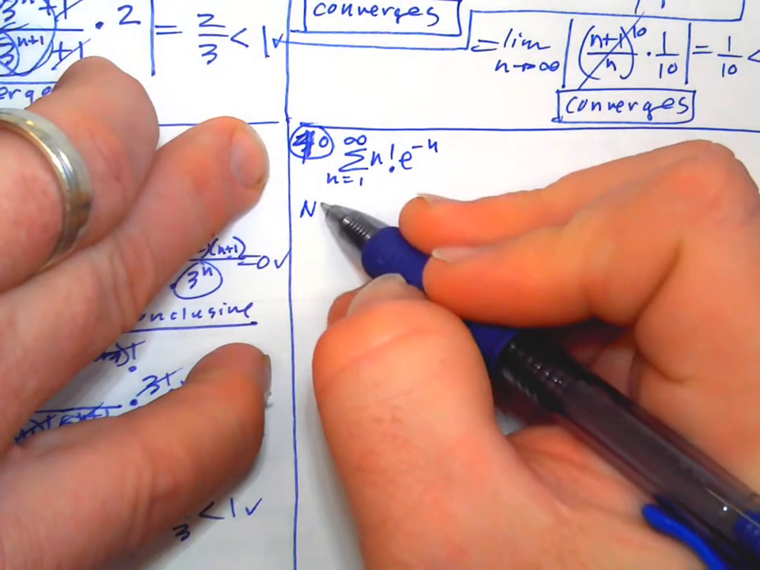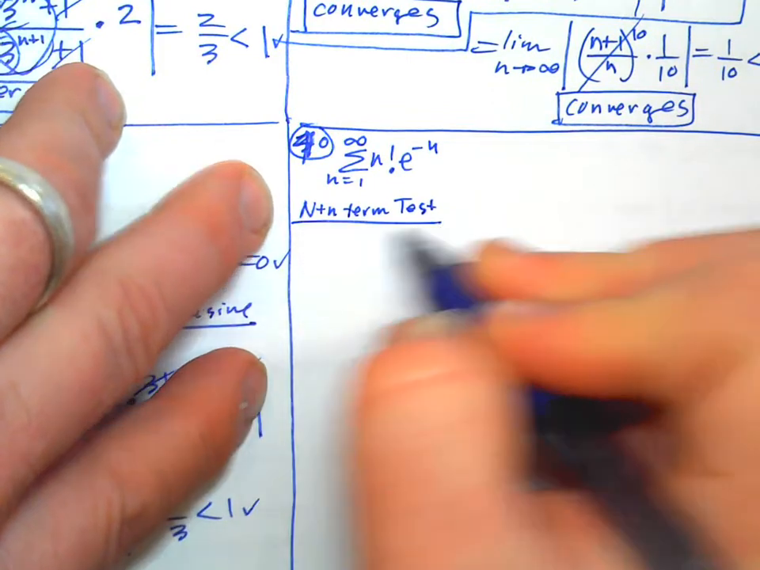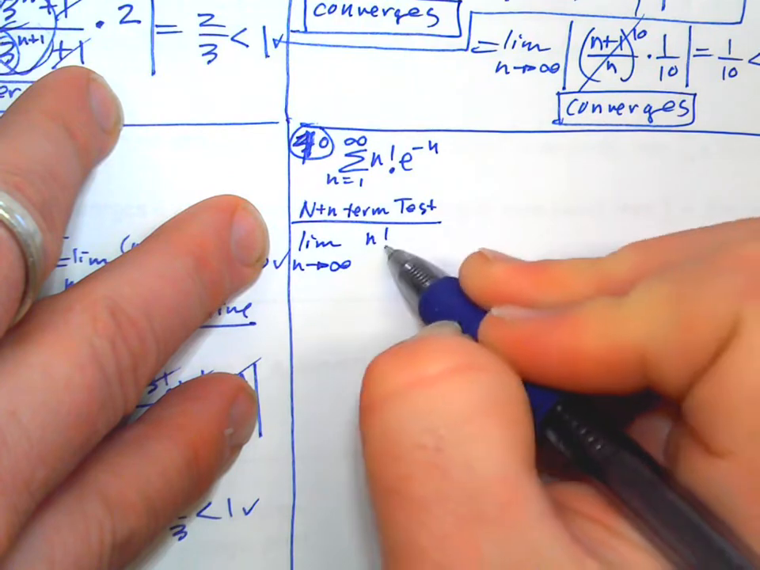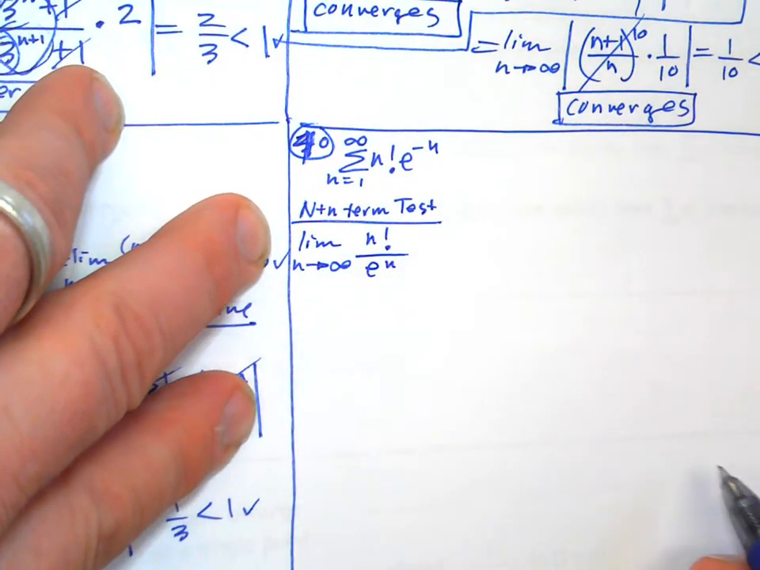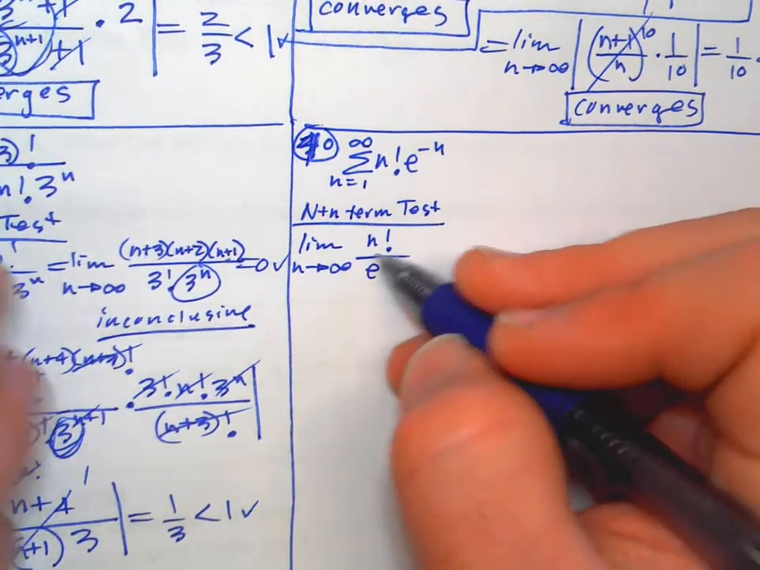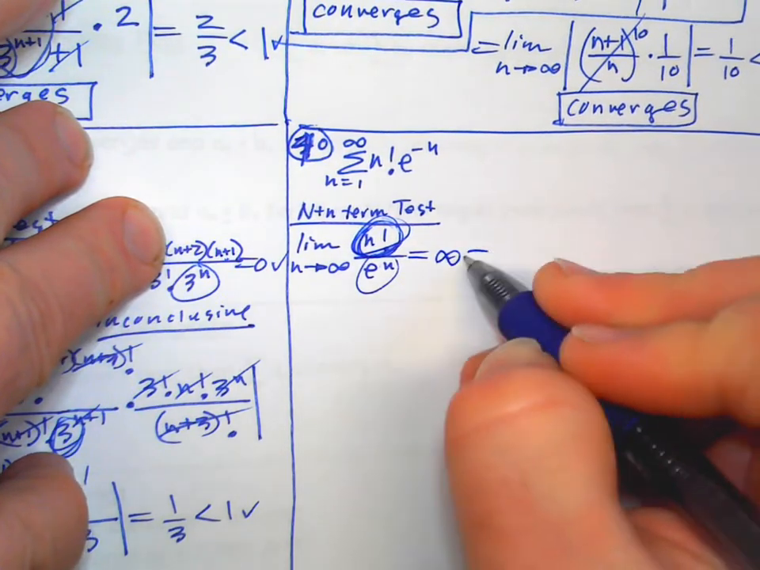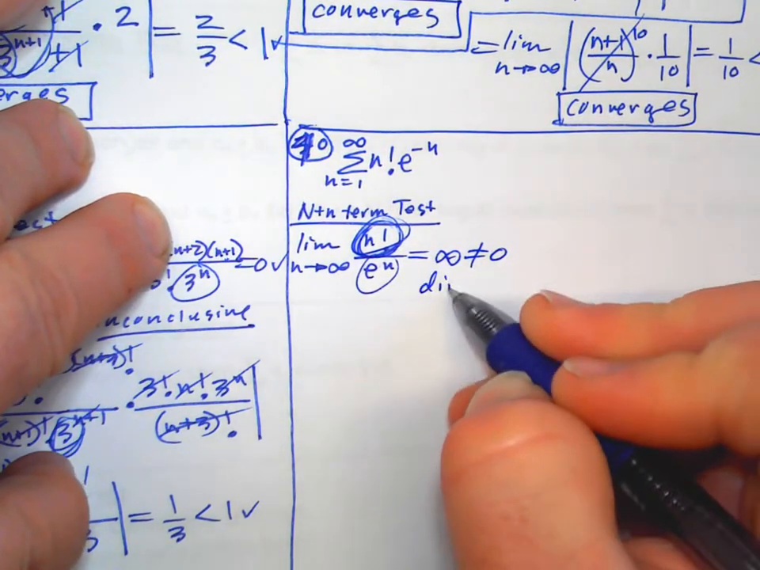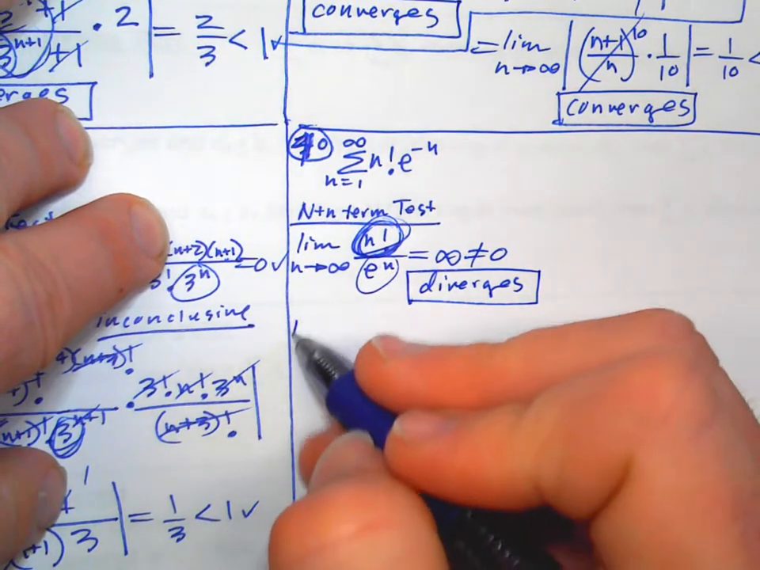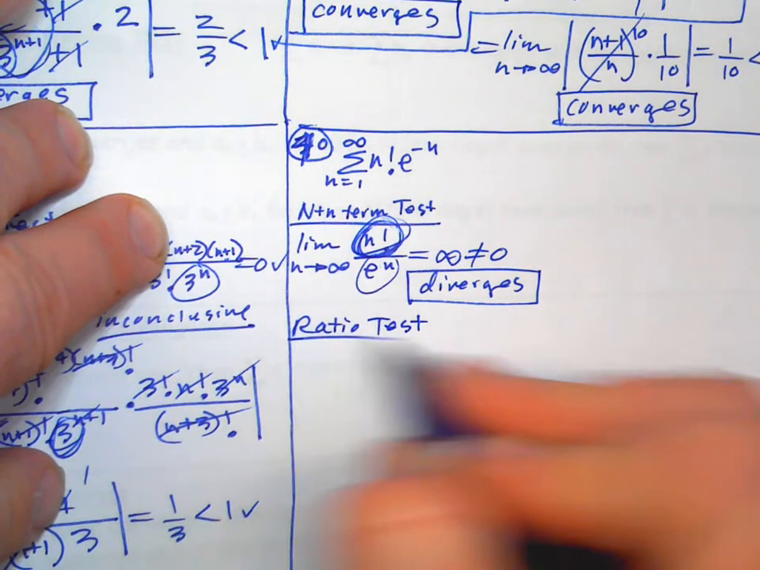We try the nth term test. Let's see. And I would rewrite it and say, okay, limit as n goes to infinity of n factorial over e to the n, which I'm probably going to do that for the ratio test too. Now, this is going to go infinity over infinity, right? But which term is dominating, the exponential or the factorial? The factorial dominates, and this goes to infinity, which is not equal to 0, which means it diverges. And in this case, this problem, you can be done. Ratio test is going to be much more work and mess for hopefully the same conclusion.